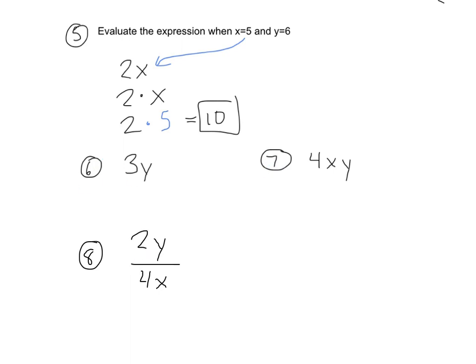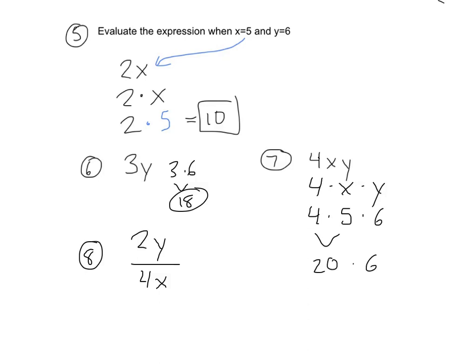Alright, so number 6, you need to plug in a 6 wherever you see a y. So it's really like saying 3 times 6, which of course equals 18. Number 7, 4xy really means 4 times x times y. But in our case, x really represents 5 and y represents 6. So now we just obey order of operations, go from left to right, although we could do these two first if we want, but we'll just keep it consistent. So anyway, 4 times 5 is 20 times a 6. What's 20 times 6? That would be 120, and there is your answer.